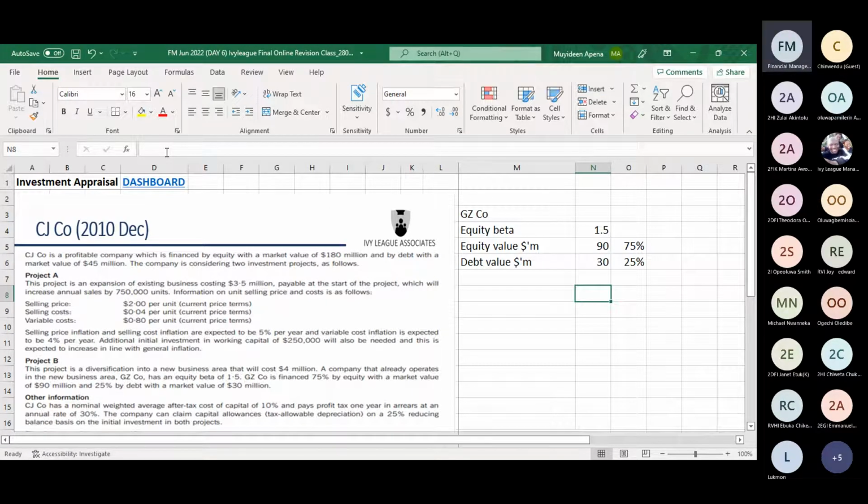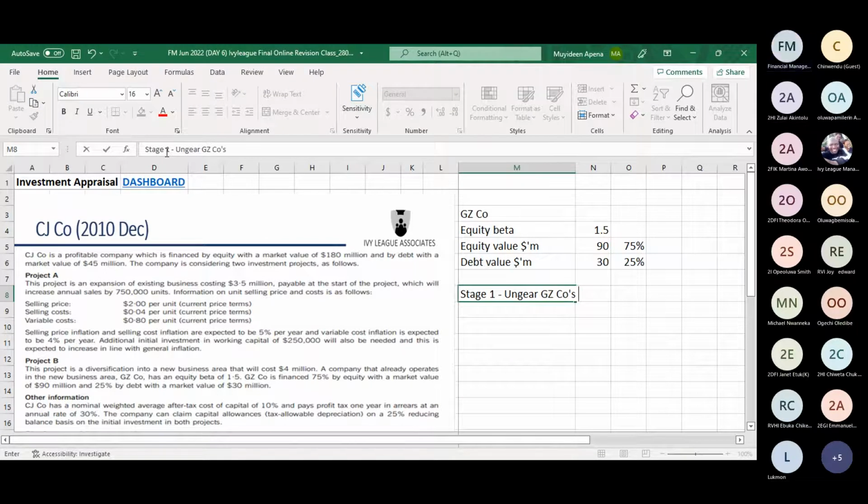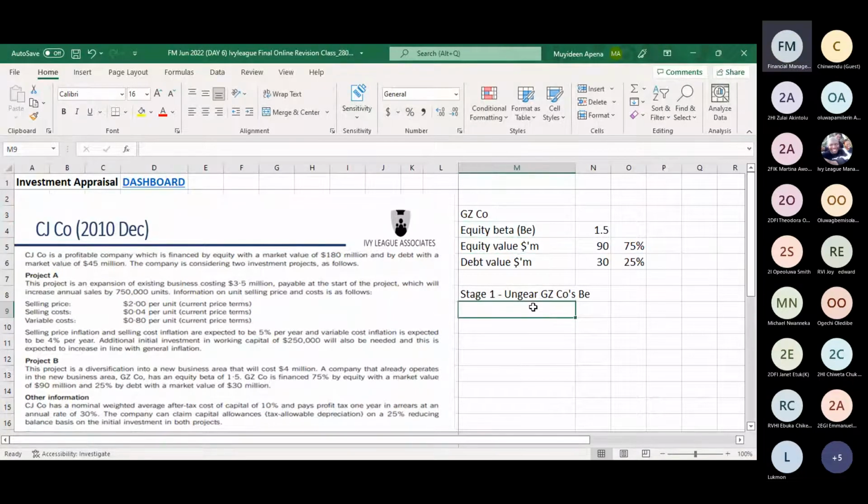We are told that this project will cost $4 million. Okay, it's good to note, but do we use cost in performing ungearing and regearing? The answer is no. So that information is good. It's nice to have, but it's not applicable to our calculation. Now, ungearing is the first stage. So the stage 1 is to do what? Ungear GZCO's equity beta. Okay, that's the first thing.